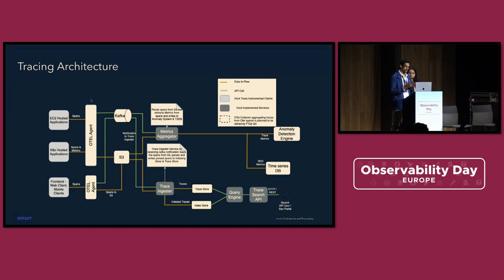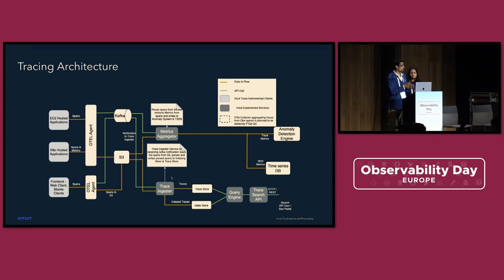We deploy a set of OTel agents or OTel collectors, which are used to collate all this information, and then are streamed to a backend pipeline using S3 and Kafka. Most of our services are primarily deployed on AWS infrastructure, so that's why we're using S3 as a storage mechanism. And we use S3 plus Kafka so that we can replay the traces back in case we run into issues on the backend pipeline.